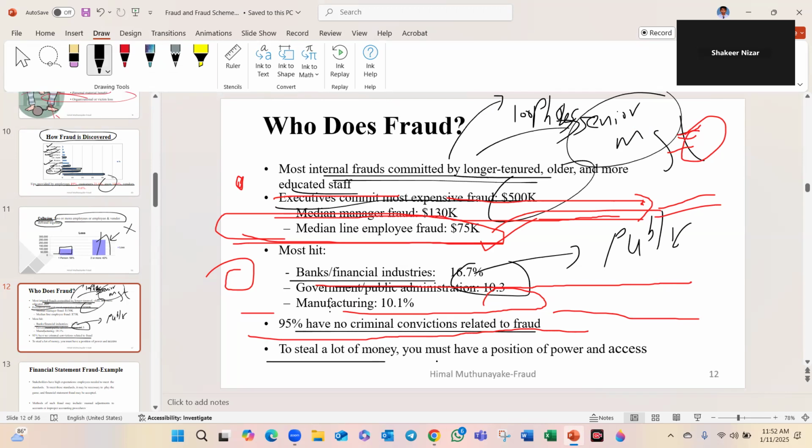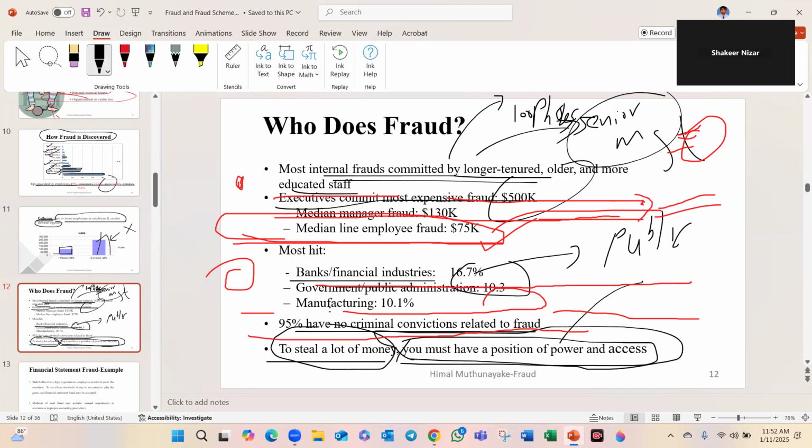To steal a lot of money, you must have a position of power and access. You cannot steal small amounts because you get caught. For example, a finance manager or a CFO stealing money.